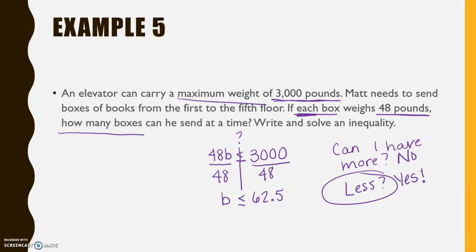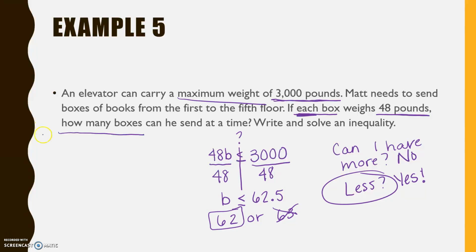B represents the number of boxes. So when we think about our answer, we have to say, okay, can we have half of a box? Probably not. That doesn't really make sense. Things are probably not going to stay very well in that box. So we can either have 62 or 63 boxes. Well, can we have more than this? No. So we can't have 63 boxes. We can only have 62 is the maximum number of boxes.